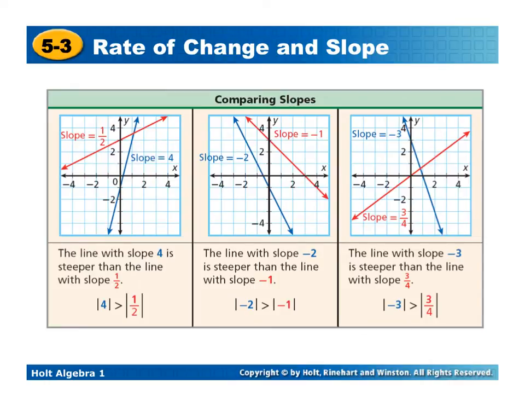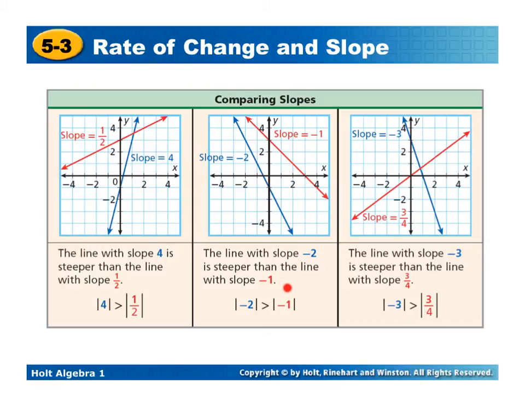We can also compare slopes by comparing the ratio between the two. In our first example, the red line has a slope of positive 1/2 and our blue one has a slope of positive 4. Well, the line with slope 4 is steeper than the line with slope 1/2. So the bigger the number, the steeper the slope. Here, negative 2 is steeper than negative 1.